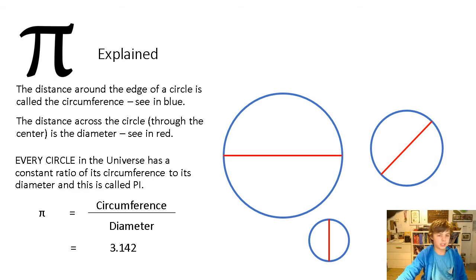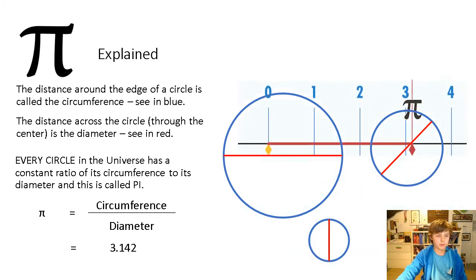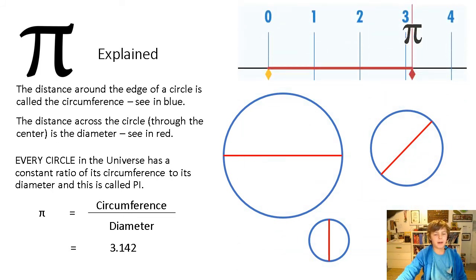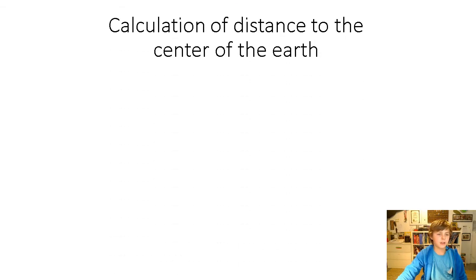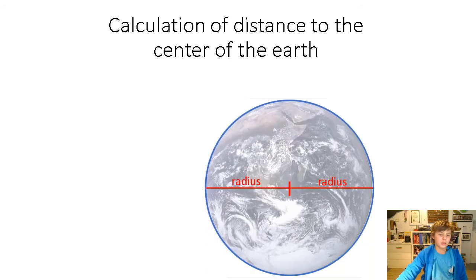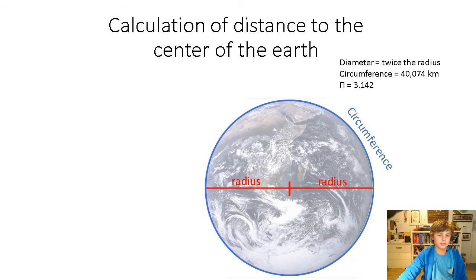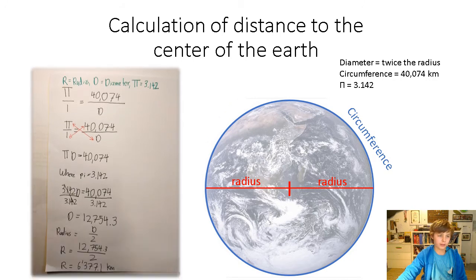Here's the fraction equal to 3.142. That is where pi would stand on a number line. Here's the calculation of the radius of the Earth. First, you have in blue the circumference, in red the radius. Here are my workings out of the radius of the Earth.